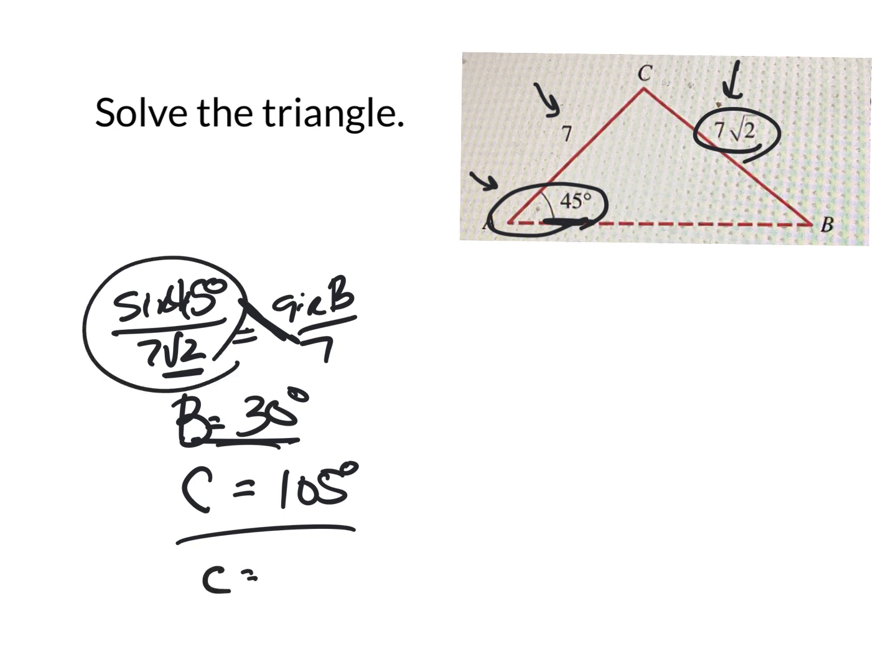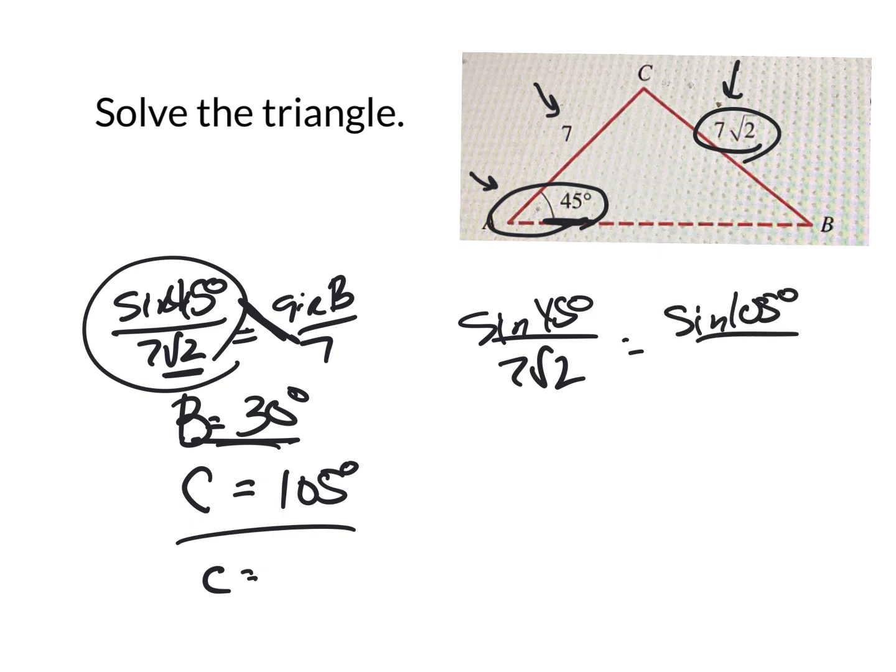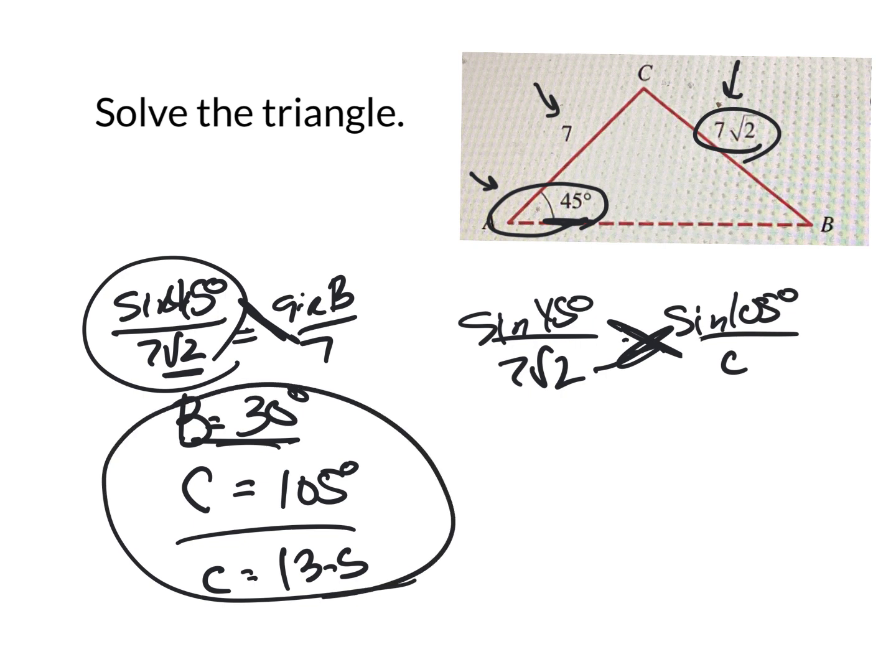So I'm going to do the same thing I started with. Sine 45 over 7 times the square root of 2 equals sine of 105, which I just found, over little c. Cross multiply, divide by sine 45, and I'm getting 13.5 for little c. So there's my three answers right there. Now, that was a one solution case because I already knew the first two angles were 30 and 45, and so there was no way I could get any other angle except 105 on that third angle. And I will show you what I'm talking about.